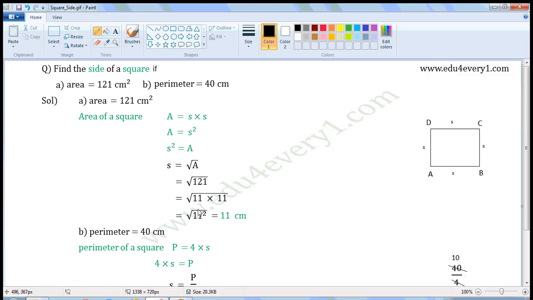Now square and square root get cancelled and this will be equal to 11. So side of a square whose area is 121 centimeter square is 11 centimeters. Here the units of area are centimeter square, so units of side will be centimeters.